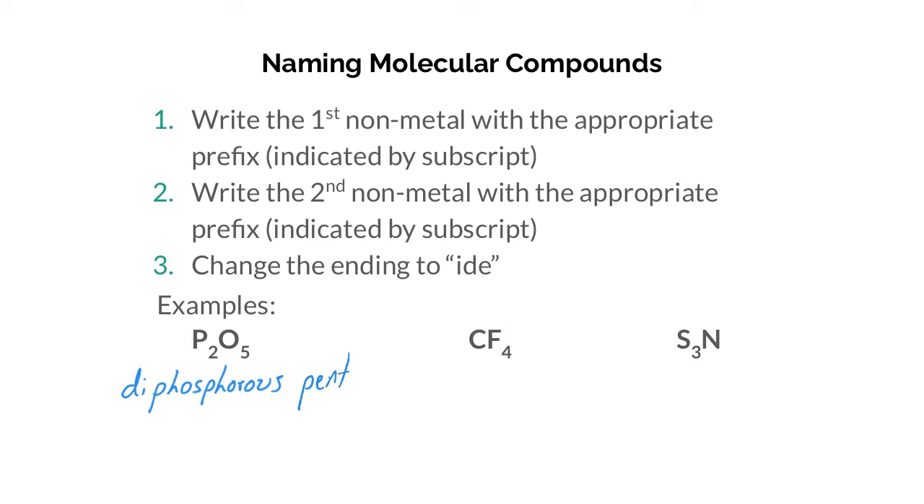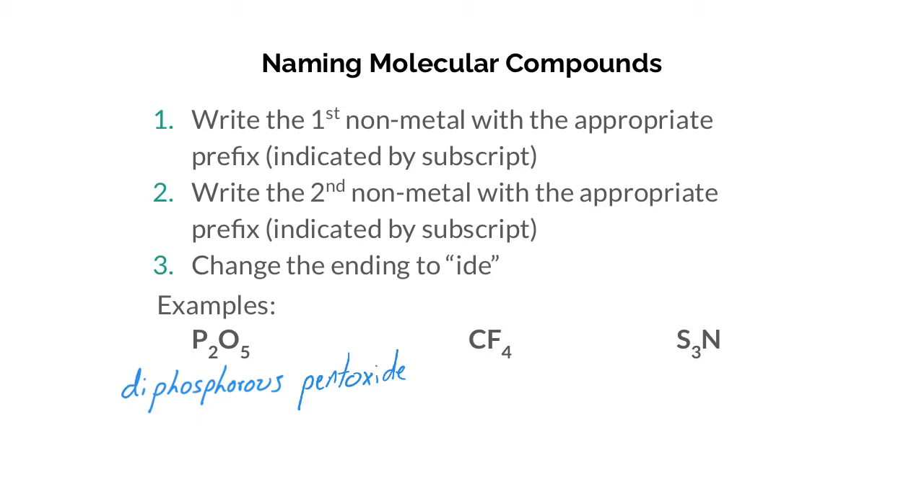Now, we often don't put vowels back to back, so we just put pentoxide. If you put pentaoxide, that's okay as you get started. But often we don't put vowels back to back there. So we'd have diphosphorus pentoxide. Let's take a look at our next example.